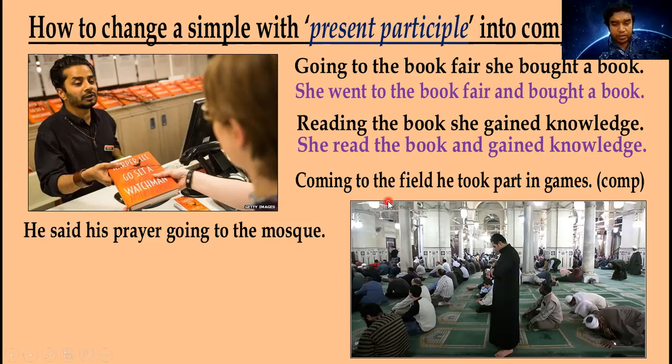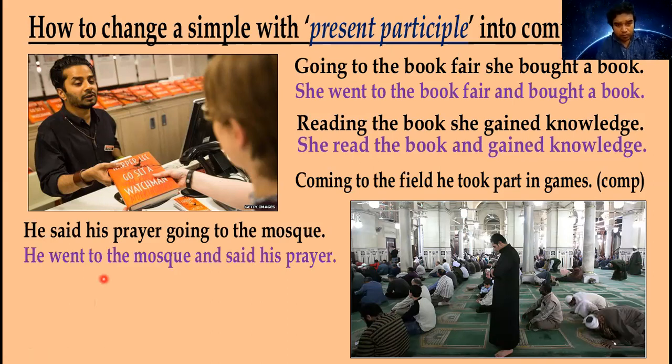Please write down what I have told you. He came to the field and he took part in games. Again, we are learning the rules from simple to compound sentence. He said his prayer going to the mosque. Sometimes you will see that the present participle part is in the last clause. So you must follow the same rule. What is the verb? As the first clause is in past tense, you must use the past form of the verb. He went to the mosque and he said his prayer, or only said his prayer. But the rule is and. You must add two independent clauses with the coordinating conjunction and.